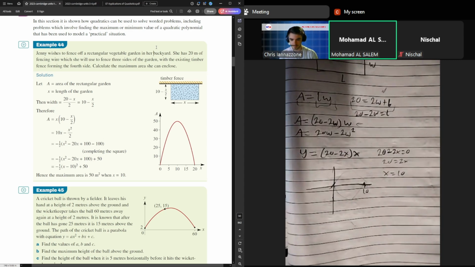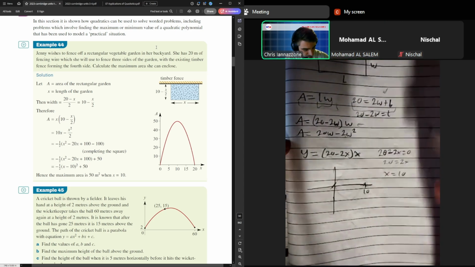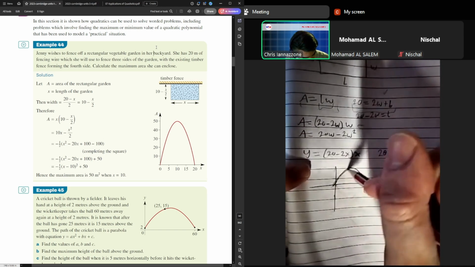Um, it's a positive parabola, isn't it? I mean, it's a negative parabola. Okay, how do you know? Because it's -2. Yeah, and that's even clearer when you expand it out if you need to double check. So that's going to be what our graph looks like.